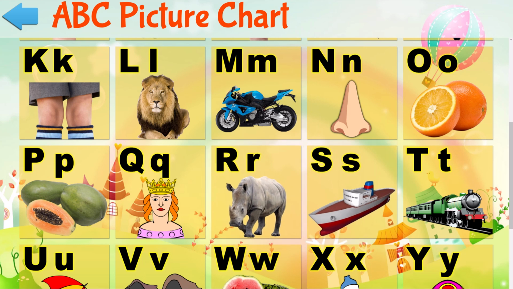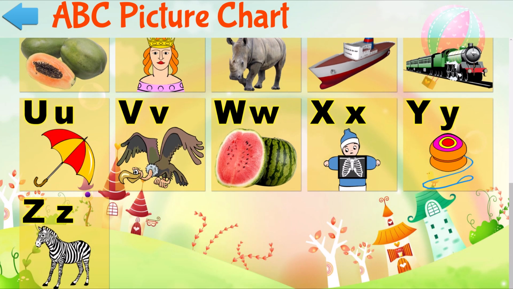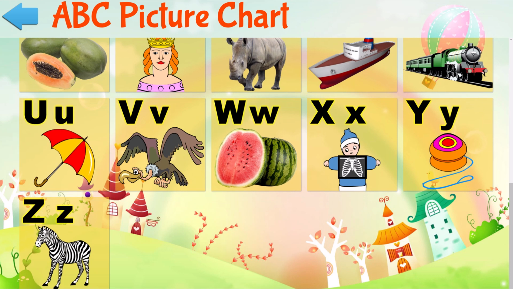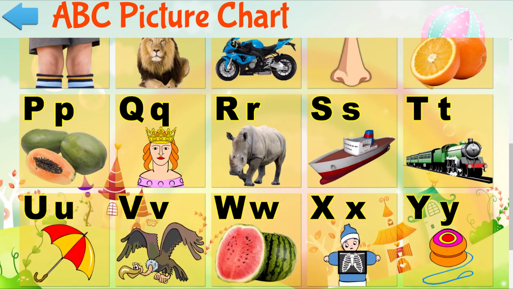S is for ship. T is for train. U is for umbrella. V is for vulture. W is for watermelon. X is for x-ray. Y is for yo-yo. Z is for zebra.